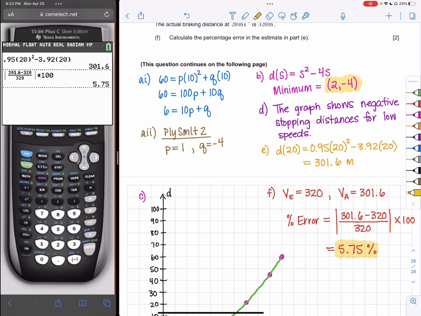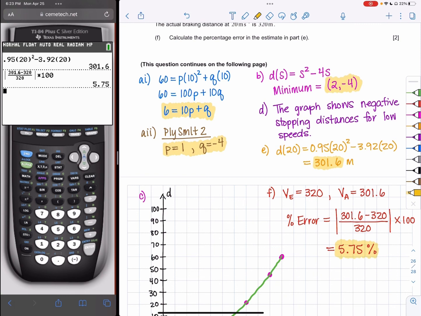All right. And I'm going to highlight my answer for E as well, and I'm going to highlight my answer for part A, section 1, as well as part A, section 2.